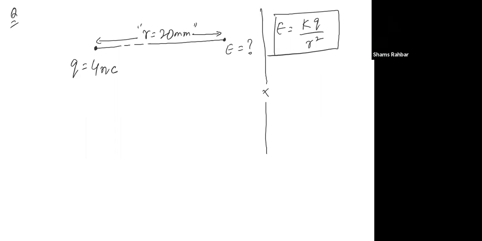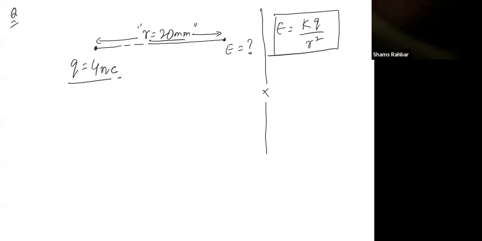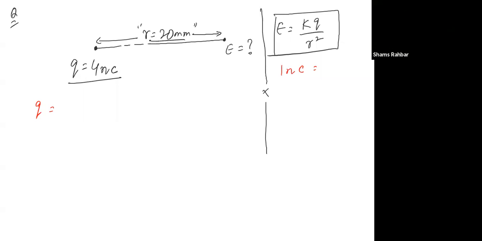First point is that the unit of charge and the unit of distance is not in SI unit. So you need to convert the unit of charge to SI unit and the distance also to SI unit. So sir, what will be the value of charge in SI unit? मैं इधर लिख देता हूँ: 1 nanocoulomb means 10 to the power minus 9 coulomb and 1 millimeter means 10 to the power minus 3 meter. ठीक है? Okay, so I'm writing this here.